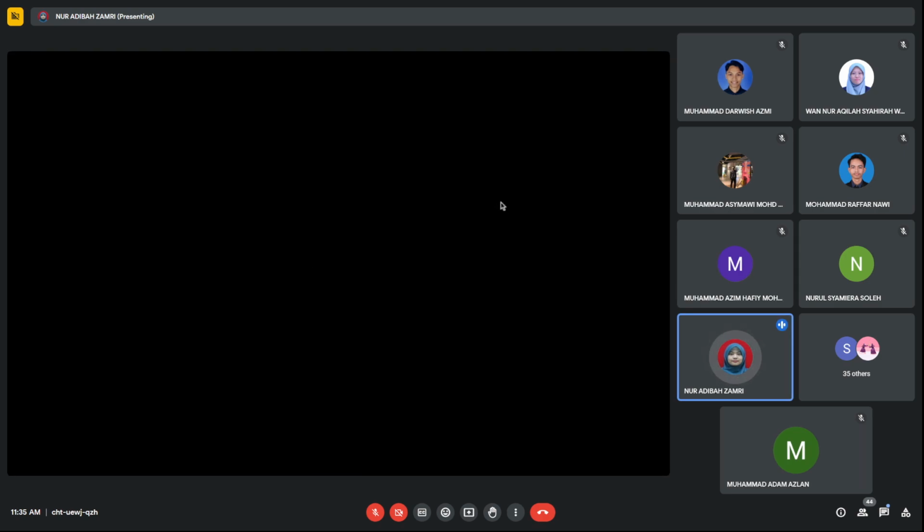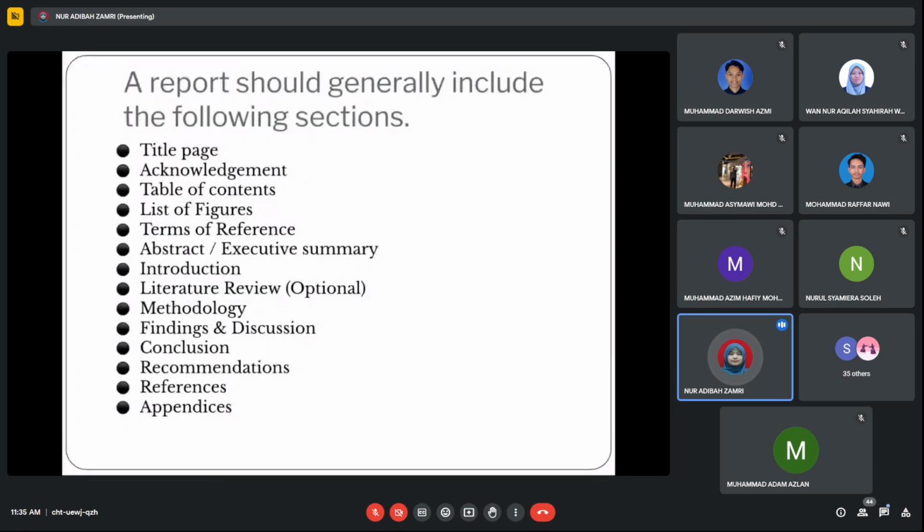Okay, moving on. A report should generally include the following sections. So you need to have all these things in your report, not your proposal. Title page, acknowledgement, table of contents, list of figures, terms of reference, abstract, introduction, literature review, methodology, findings and discussion, conclusion, recommendations, references, and appendices.